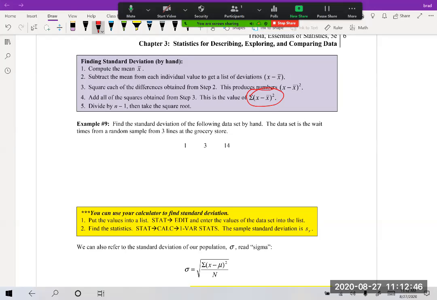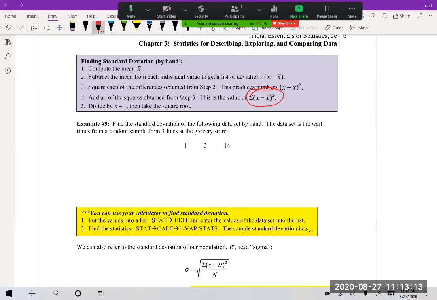So here's what we're going to do. We're going to literally go through this step by step, and I'm going to show you how to do it. If I ever ask you to do this by hand, you will do it this way. But a lot of the time after chapter 3, we'll do standard deviation on our calculator. And right here, as you can see, it even tells you that you could do it on your calculator as well. So I'm going to show you both ways. What I'm going to do is compute the mean.